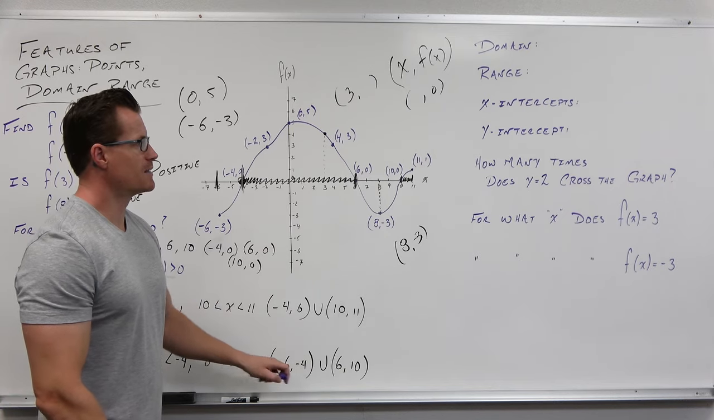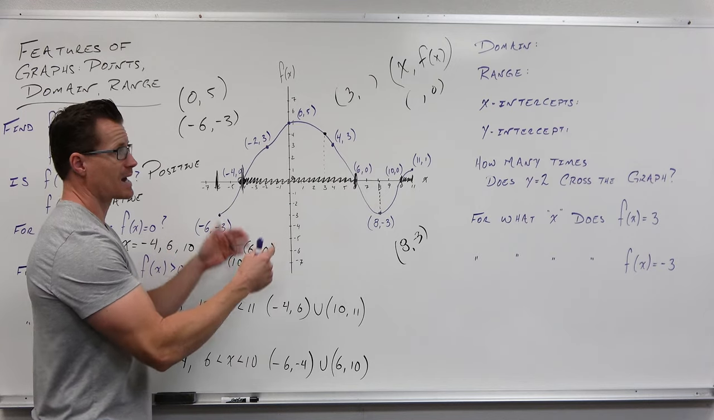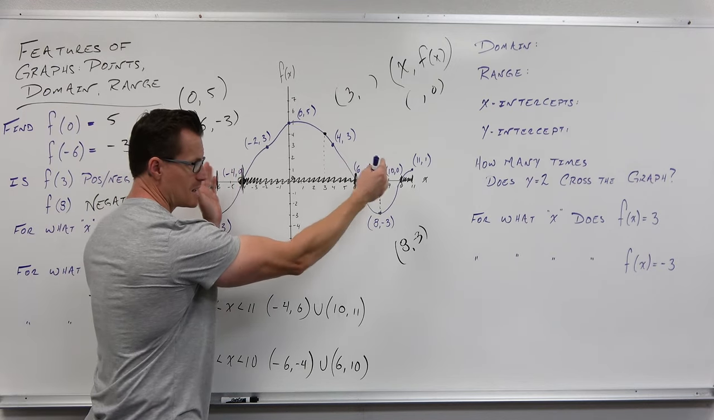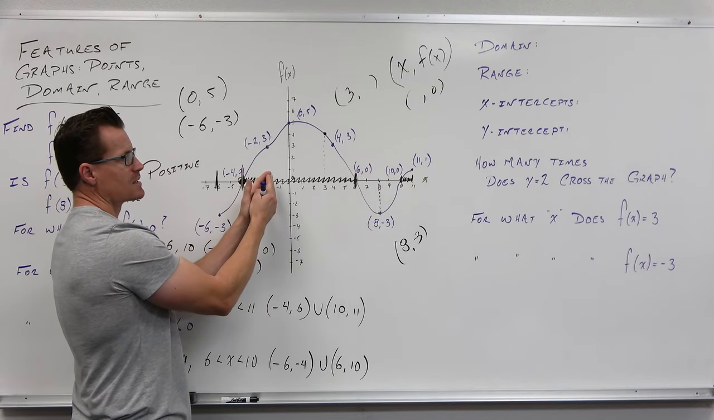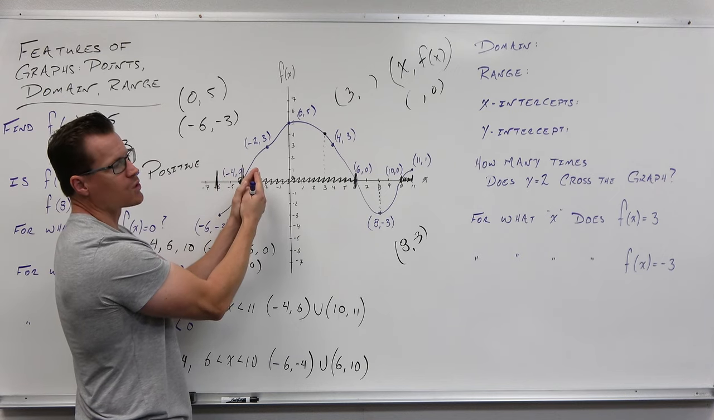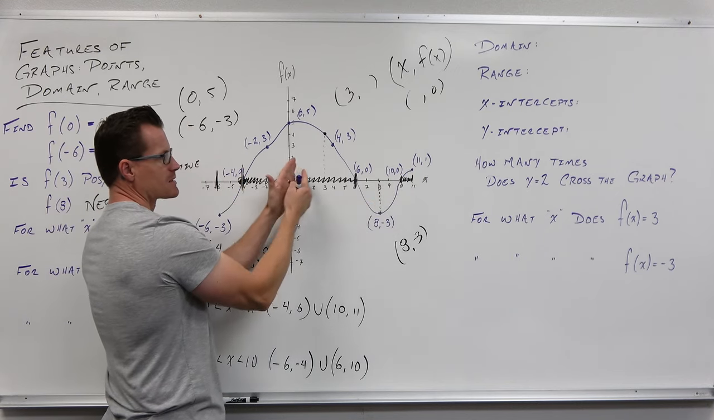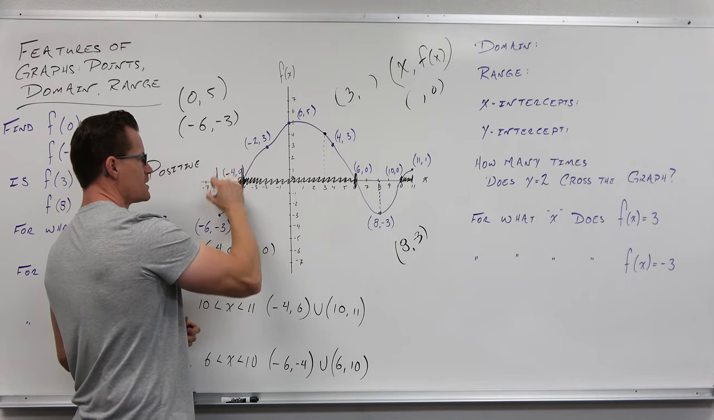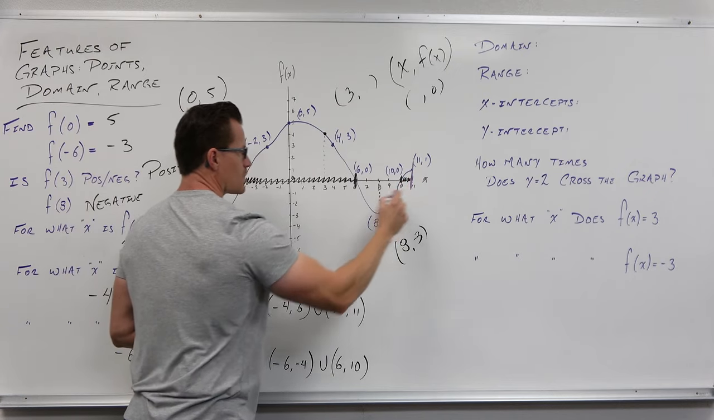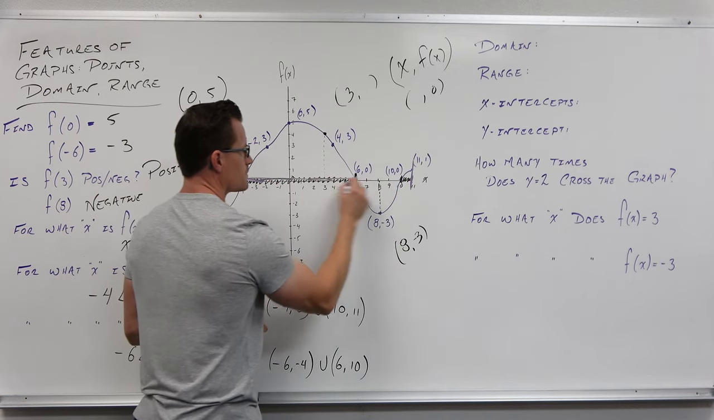The interval that this graph covers on the x-axis, so our domain, our inputs, our x-axis is our input axis, says our graph covers what portion of that? Well, it's from negative 6 to 11. That's the section of the x-axis from here to here, and it covers all of this.